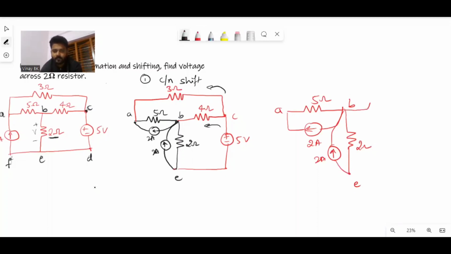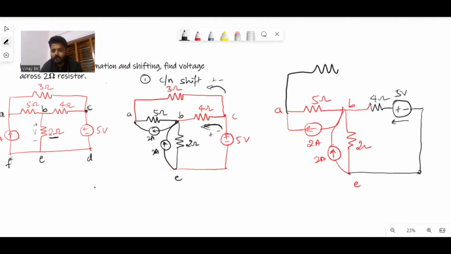Now I am shifting the voltage source. The arrow is minus to plus, and here also minus to plus, shifting the voltage with respect to the resistor. The original voltage source becomes a short circuit. So there is a 5 volts source with the 4 ohm resistor, and from A to C a 3 ohm resistor, with the shifted voltage source again minus plus of 5 volts.